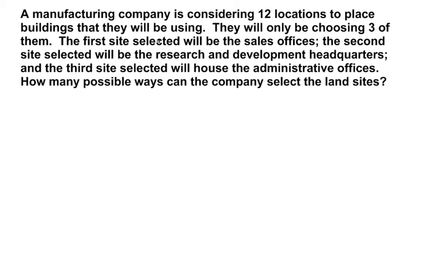The second site that's selected will be the research and development headquarters. And the third site selected is going to house the administrative offices, your managers and your CEOs and all of that stuff. So how many possible ways can the company select the land sites? Well, we're going to pick 3, and the first thing we're going to ask ourselves is, does the order of selection matter?